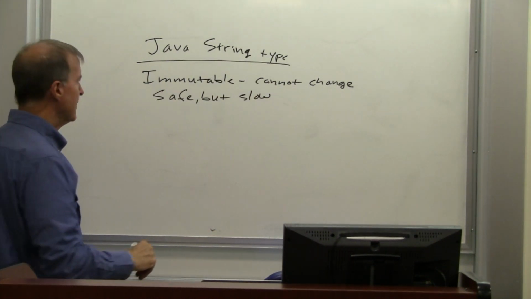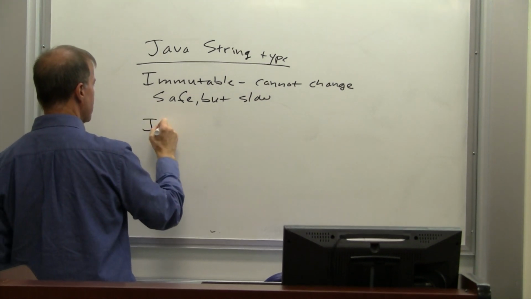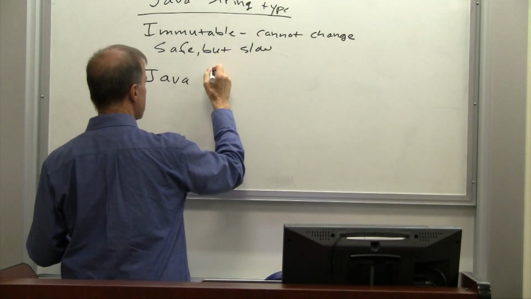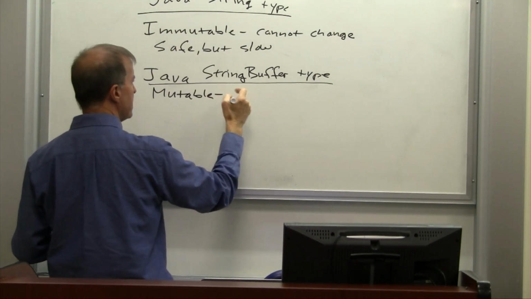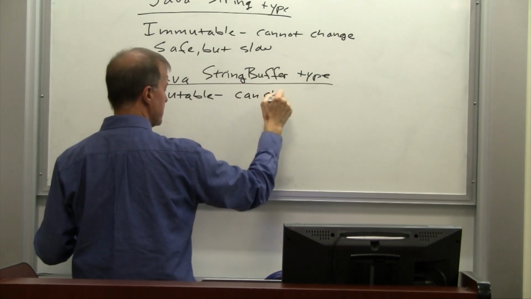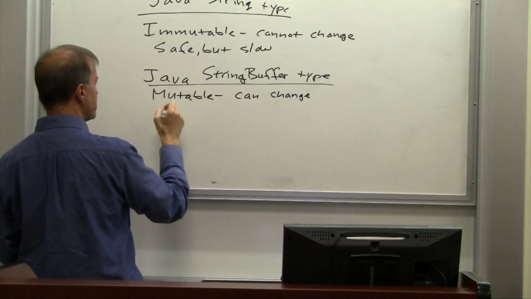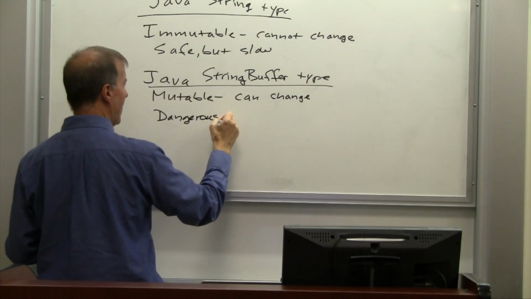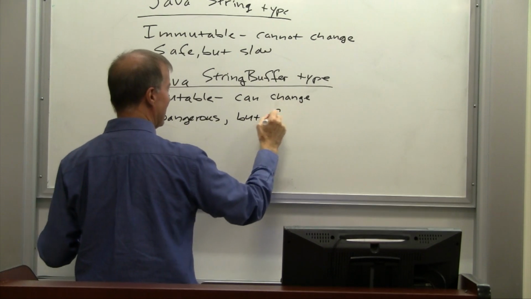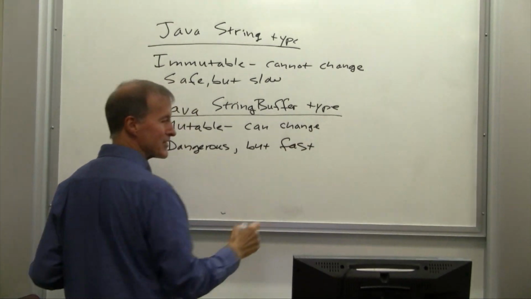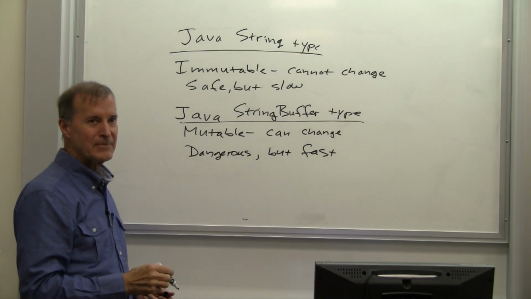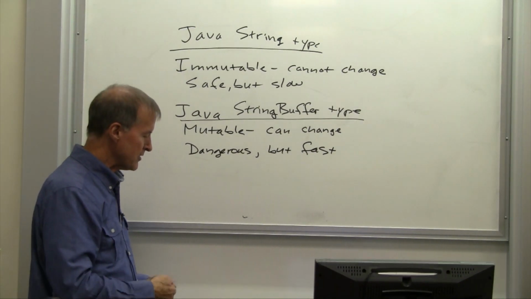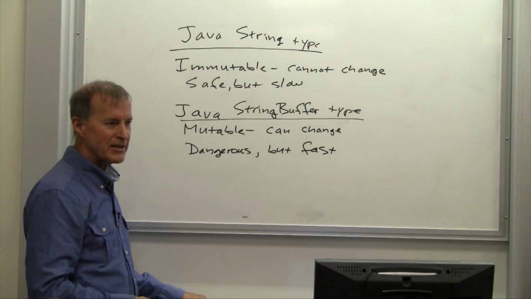All right? Well, what's the other one? What's the other type? Okay. It's mutable, which means you can change it. And it's dangerous, but fast. And that's always a trade-off, you guys. This is good software engineering principles. All right. So I think what we'll do is we'll continue this discussion at the beginning of class next time.